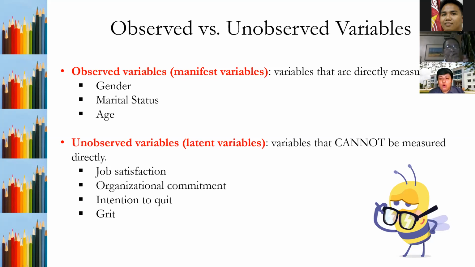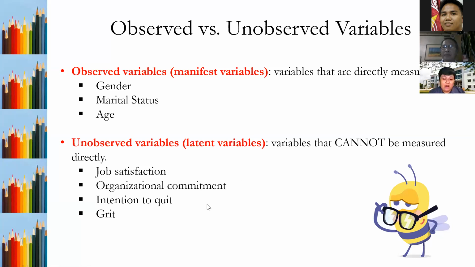Typically, in order for us to measure job satisfaction, organizational commitment, intention to quit, or grit, we use a scale. I think the most commonly used is the Likert scale. Okay, so those are what we call unobserved variables. When we talk about observed variables or manifest variables, these are variables that are directly measured. On the other hand, unobserved variables are variables that cannot be measured directly. So that's the basic difference between observed and unobserved variables.